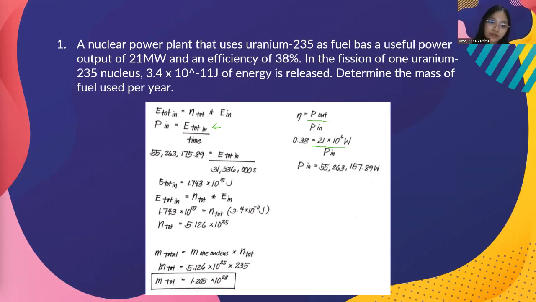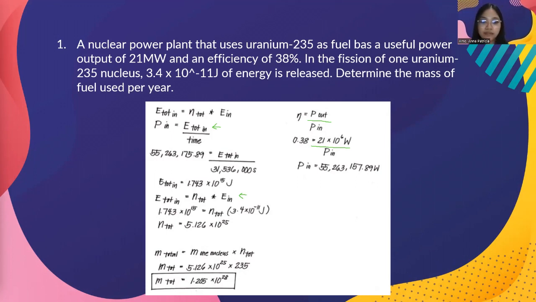So substitute our E total into the first equation that we had just now. So 1.743 times 10 to the power 15 is equal to our total number of nuclei times 3.4 times 10 to the negative 11 joules, which is our energy in. So to find our total nuclei, we divide your E total in by your E in, and you get 5.126 times 10 to the 25.